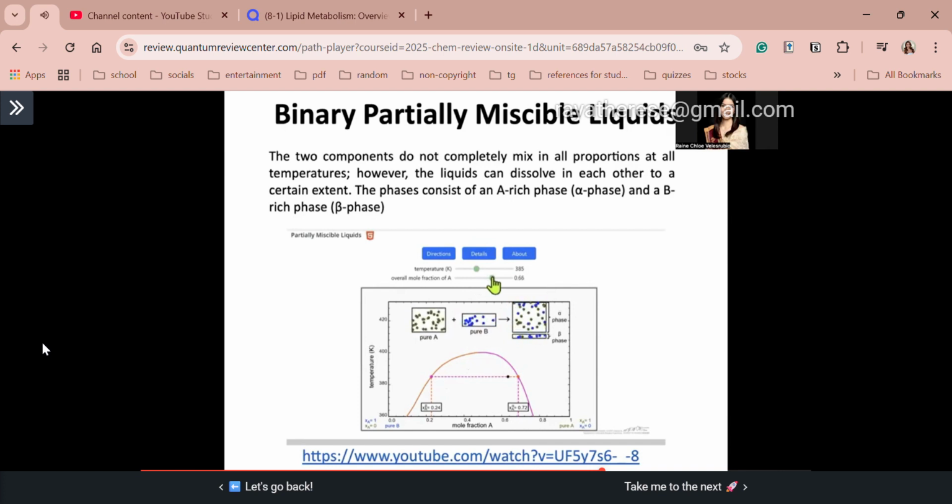And then I go the other way. Now the alpha phase is much larger. Beta phase is much smaller. If I raise the temperature, I eventually get to the point where we have one phase, so the molecules are completely miscible in this region.